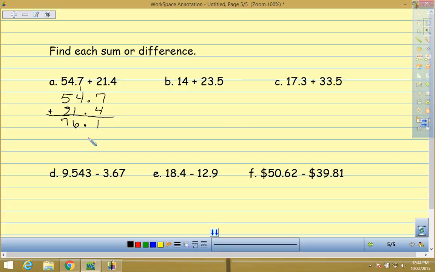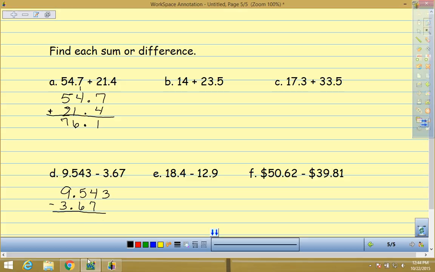All right, so we brought down the decimals, and we're ready to go. Now let's go ahead and look at this one down here. So I'm going to line this up. Can somebody say this number, this top one for me? Gabby? 9 and 543 thousandths. I like that. Good job. Okay, and what about this one? Kaden, can you say the second number for me? 3 and 6 hundredths.